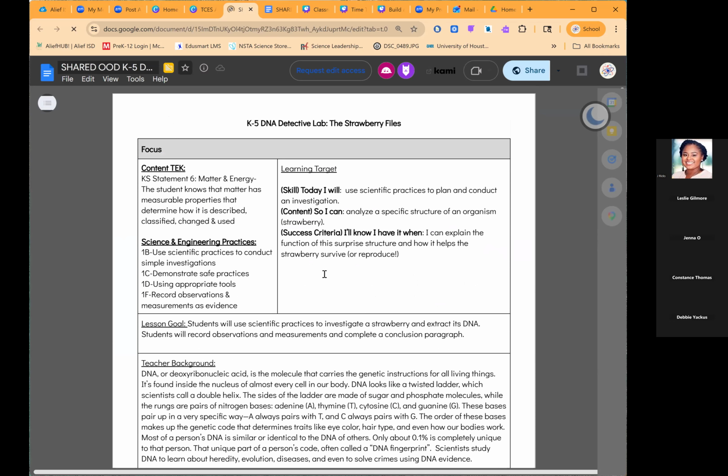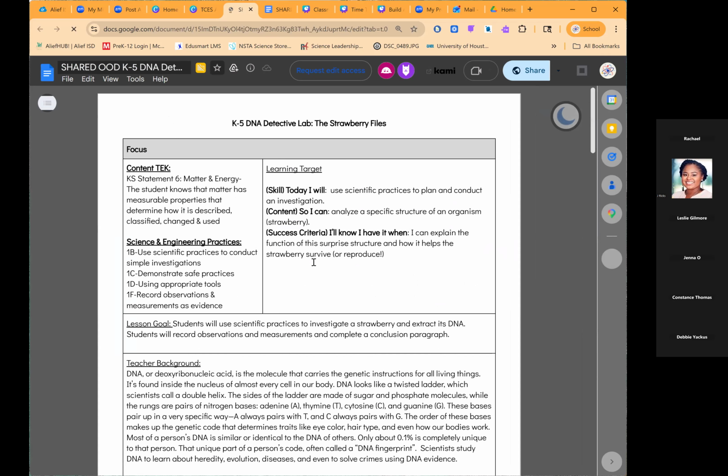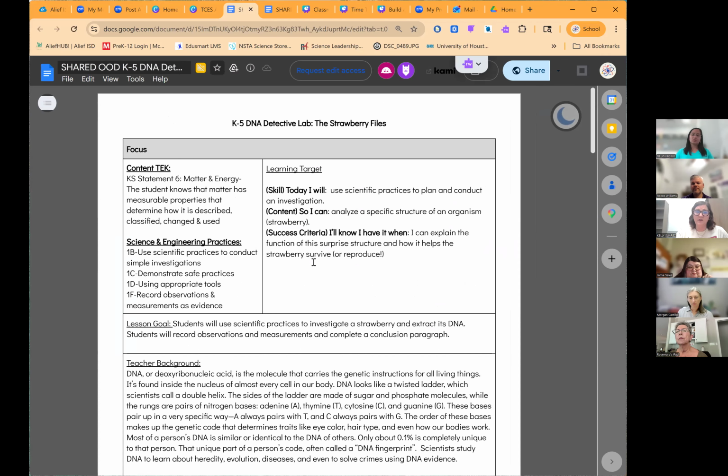So the Today I Will is a skill. So that's one of your science and engineering practices. So I Can is a content standard. And then I'll know I have it when, or the success criteria, is how kiddos are going to know they're being successful. We use recurring themes and concepts there to ensure our lessons are meeting the 3 dimensions of science instruction. It's got those standards in there.